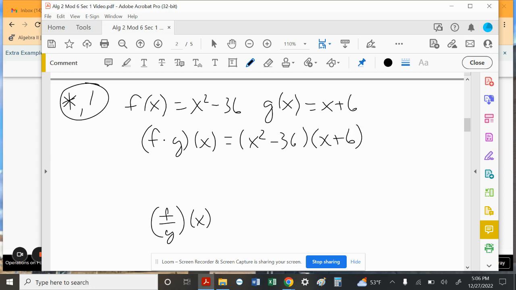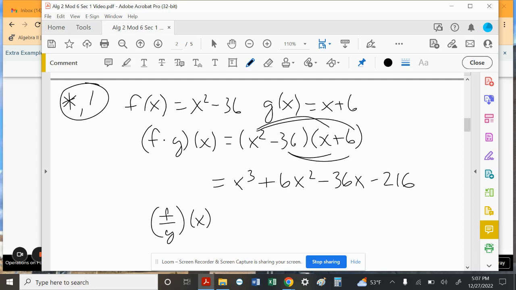We can do two different things. We can do the box method, or we can FOIL. So I'm going to multiply those two and then those two. So we have x squared times x, which is x cubed, x squared times 6, which is 6x squared, negative 36 times x, which is negative 36x, and then negative 36 times positive 6, which is 216. I just know that because that's 6 cubed. So we have that particular number.